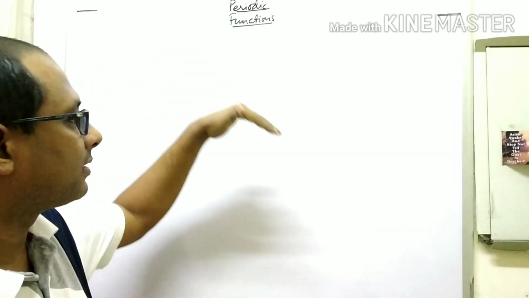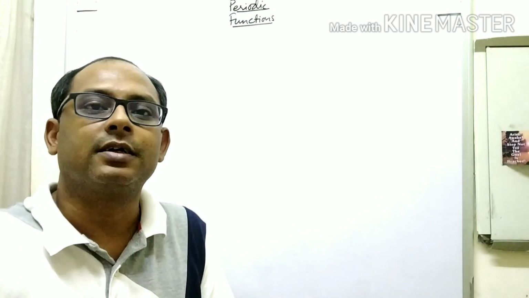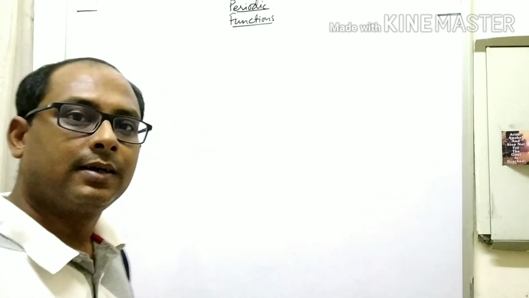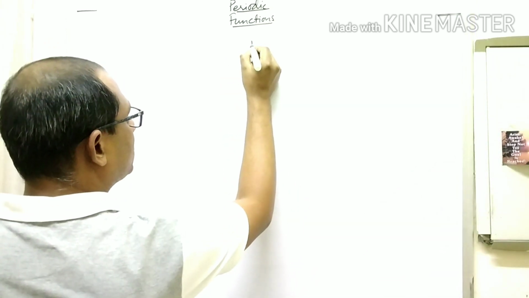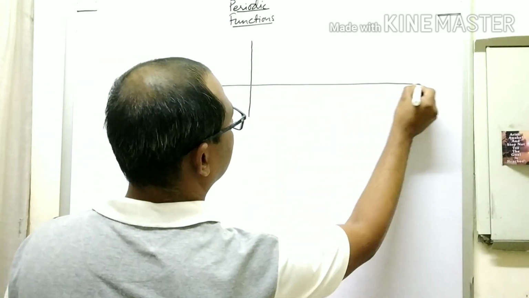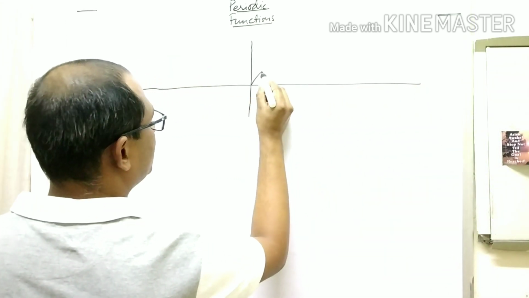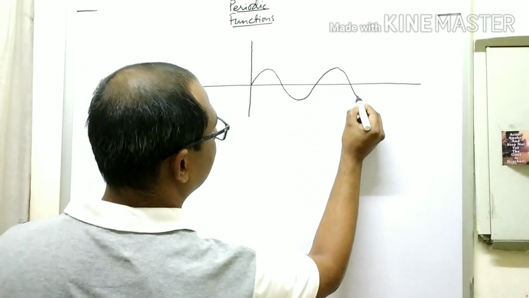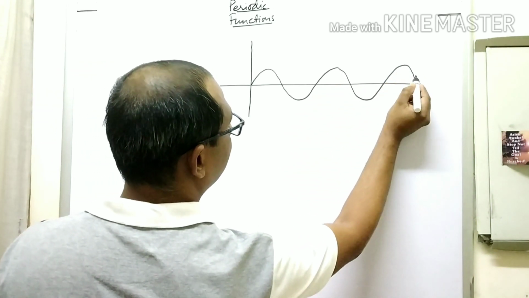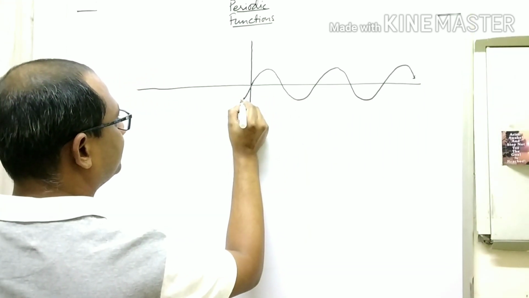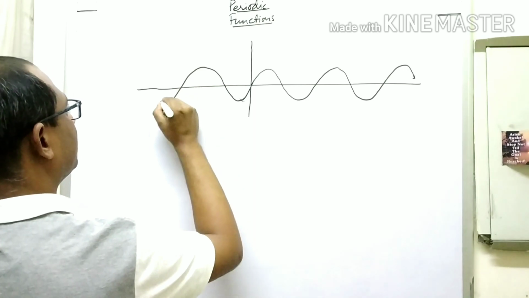The functions whose values get repeated in a certain interval. Okay, so a very well-known function we have. Suppose, let me draw the graph of that function. It's a very well-known function, and to discuss periodic functions, this is one of the easiest examples to take. Okay, this is the graph of which function? It is the graph of sin x, right?